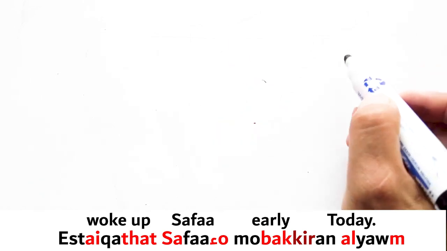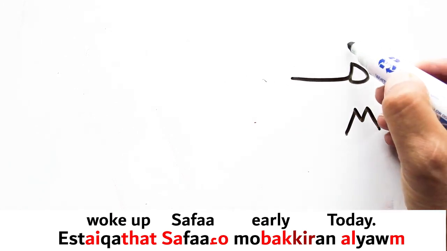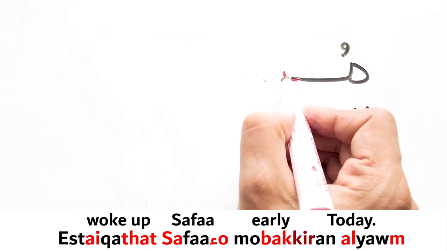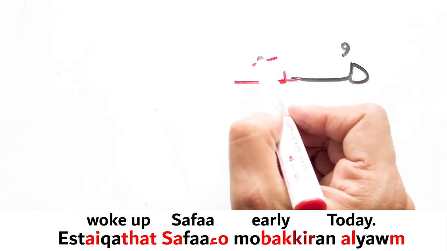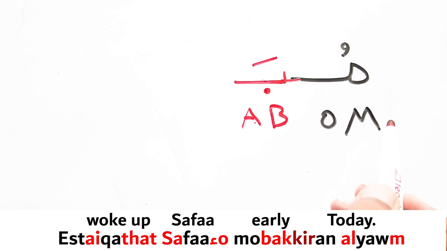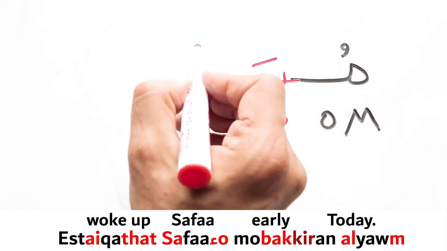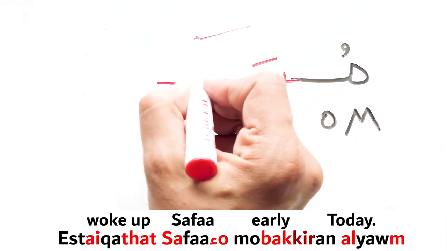مبكرا. The sound of M. And then I say mu, damma. It sounds like U. Mu. Ba. The sound of B here. Mu ba. This mark on the top sounds like A. Mu ba. Mubakka. Here I have the sound of this letter.